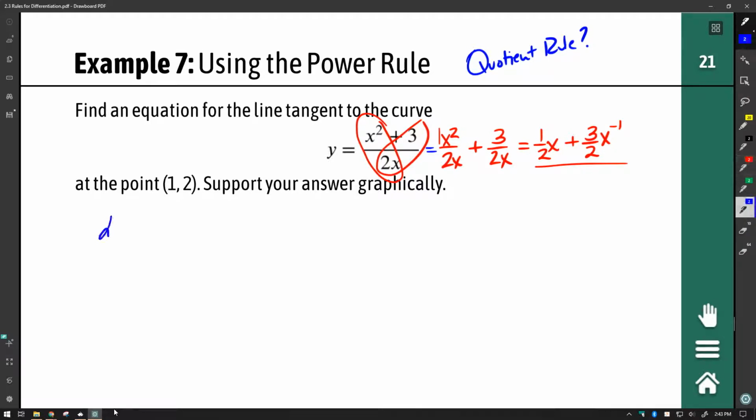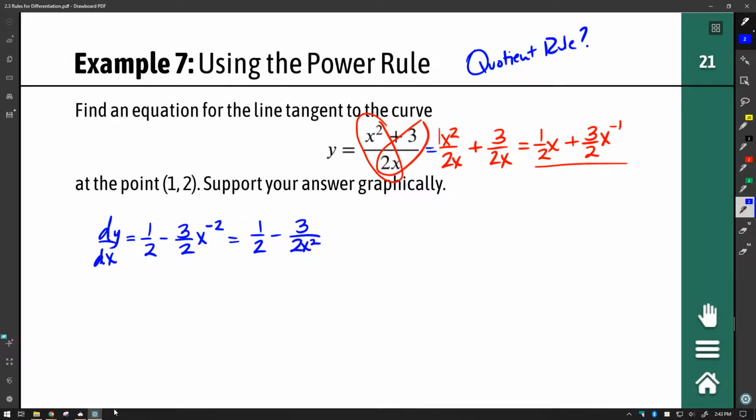So dy dx, the derivative of y with respect to x, will be the derivative of 1/2 x, which is 1/2, and then the derivative of 3/2 x to the negative 1, which will be minus 3/2 x. Now, we subtract 1 from negative 1, so negative 2. And then that can simplify to 1/2 minus 3 over 2x squared.